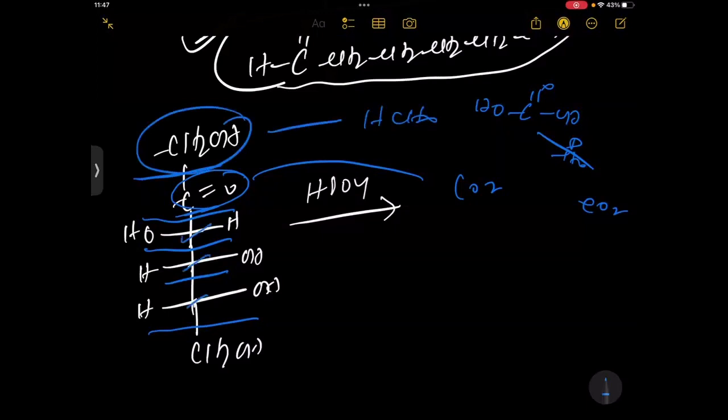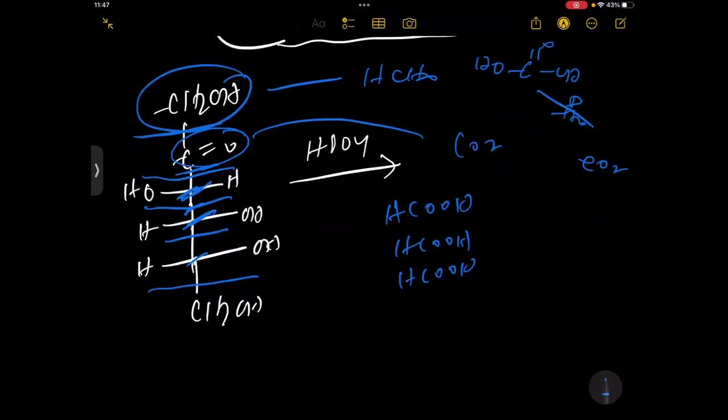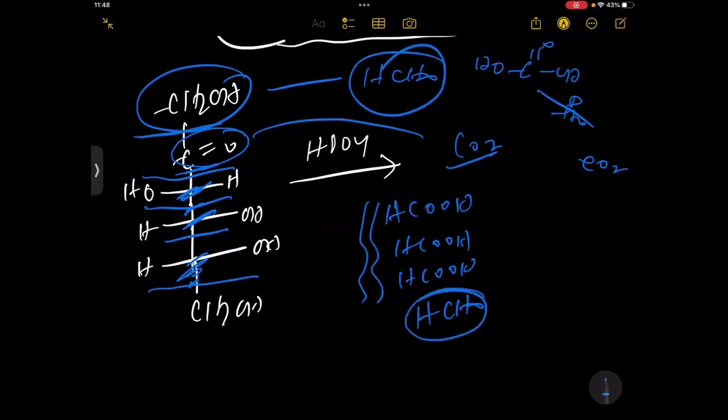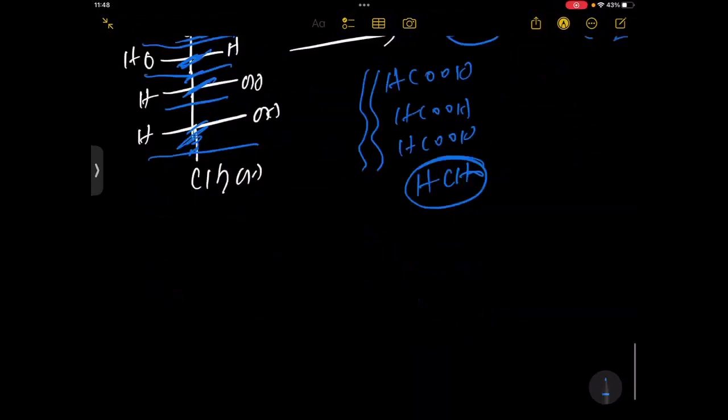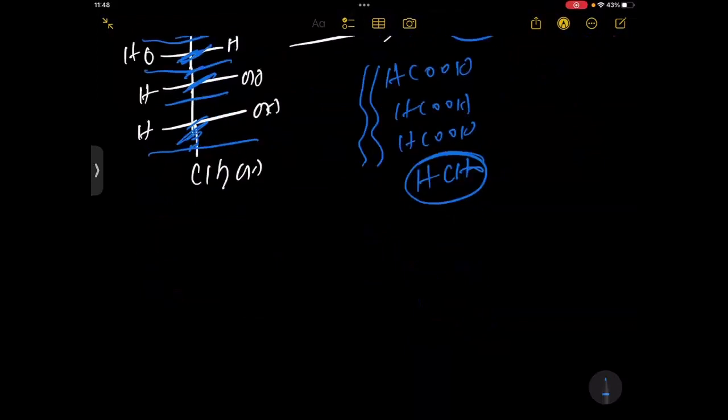Rest 1, 2, 3. So 3 moles of formic acid, 1 mole, and 1 mole. Formic acid 1, 2, and 3, right? And next, here you will get formaldehyde. Okay, so 3 moles of acid, 2 moles of formaldehyde, and 1 mole of carbon dioxide. You will get that. Understood or not? Clear? Okay, students, one more question I give you, and you have to tell me how many moles of HIO4 you will take for these reactions.